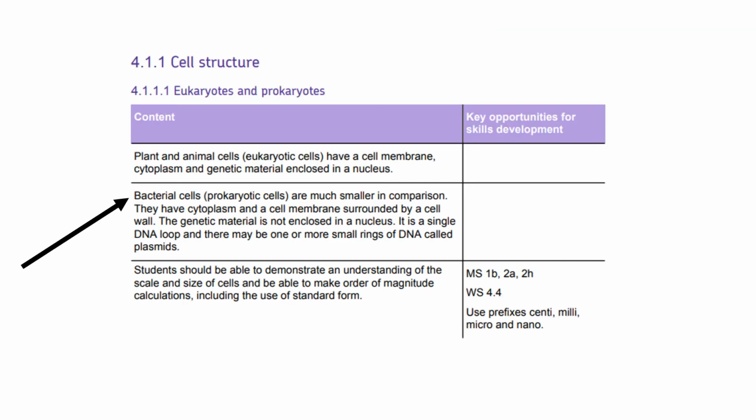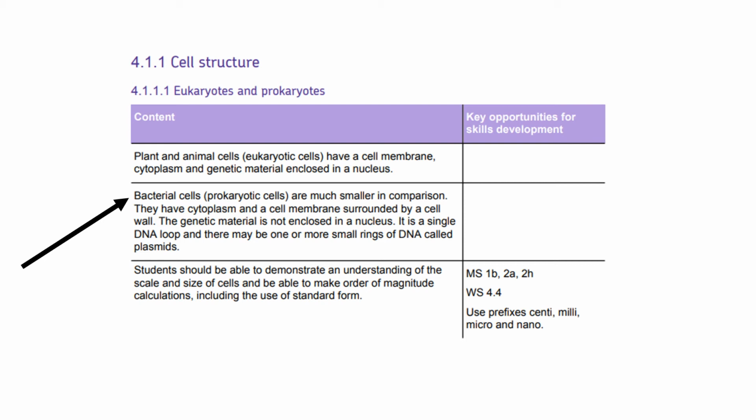The next one says bacterial cells, prokaryotic cells, are much smaller in comparison. They have cytoplasm and a cell membrane surrounded by a cell wall. The genetic material is not enclosed in a nucleus. It is a single DNA loop, and there may be one or more small rings of DNA called plasmids. So that's quite a lot of information.